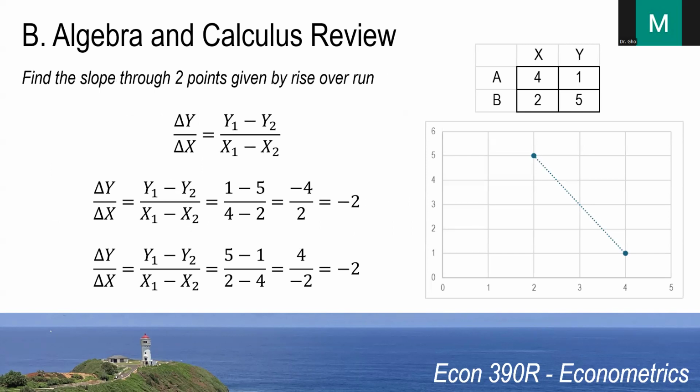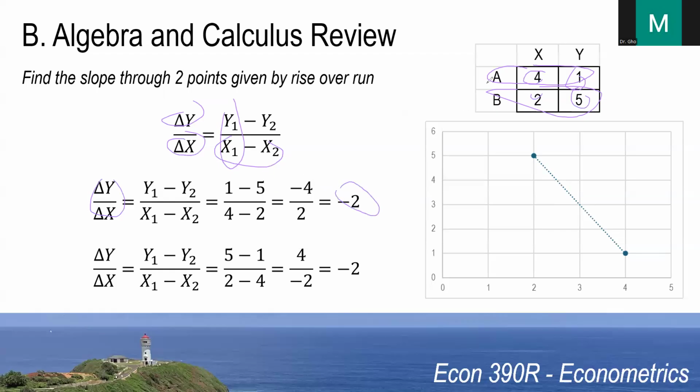Let's look at the slope between 2 points. Slope is rise over run. So we have these 2 points over here. A is 4, 1, B is 2, 5. The formula is change of y divided by change of x. So make sure you're consistent with these. You're looking at the y value, so y1 for A is 1 minus 5. And then for the denominator, we're looking at 4 minus 2. And when we go through that, we get a solution of -2.